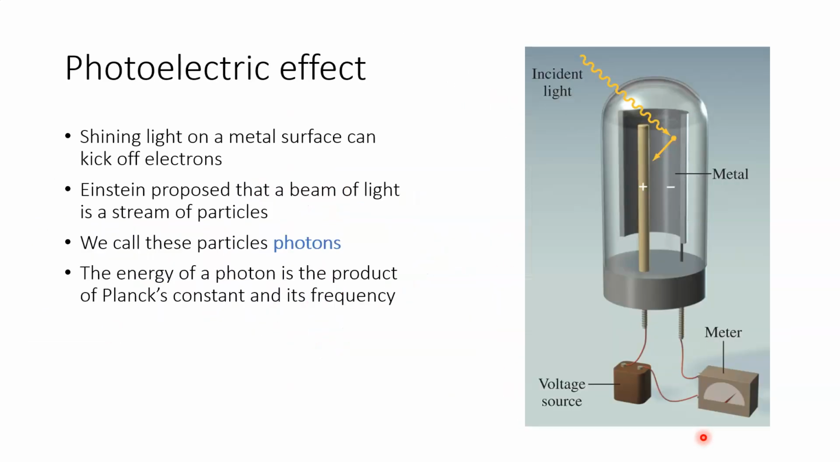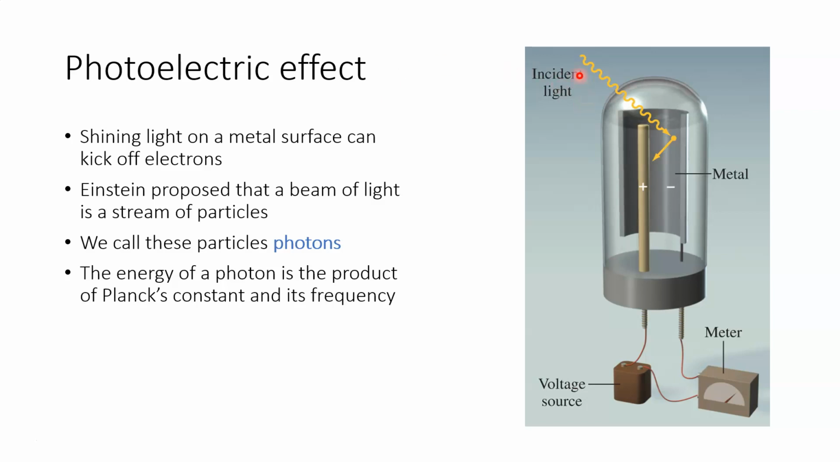All right, so light is a wave, but you've probably already guessed that light can also be a particle, or you've heard this before, the wave-particle duality of light. So the photoelectric effect, this is where we see light behaving like a particle.